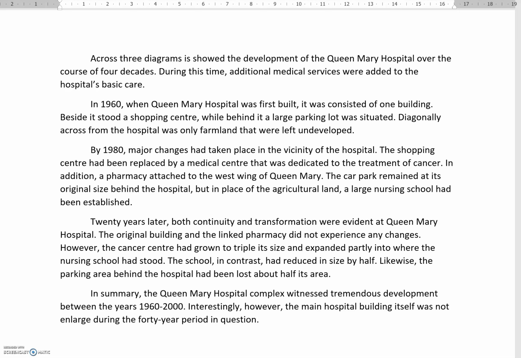Across 3 diagrams is showed the development of the Queen Mary Hospital over the course of 4 decades. So we have this first passive verb, and immediately there's a small mistake. And this is something, of course, you need to review if you're not sure of, because remember that the passive voice is the verb to be with the past participle, and the past participle of show is actually irregular. It's shown. Okay, so this is a mistake.